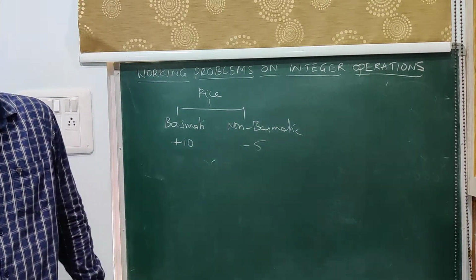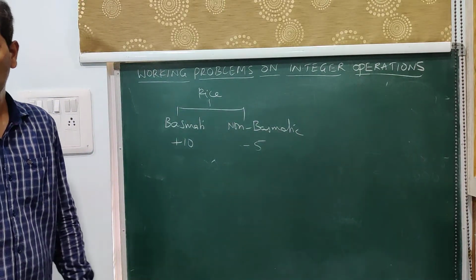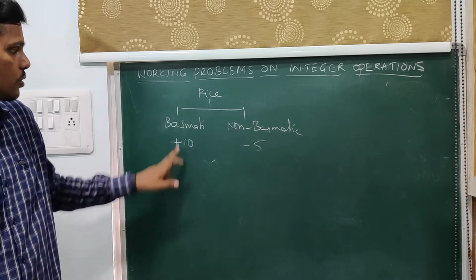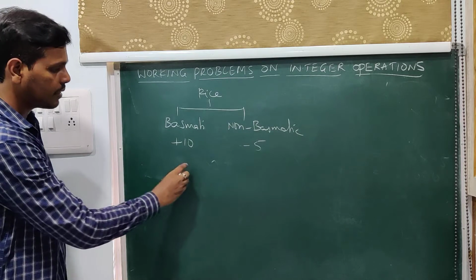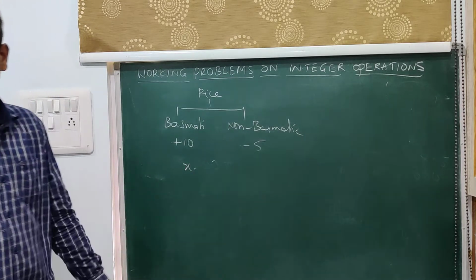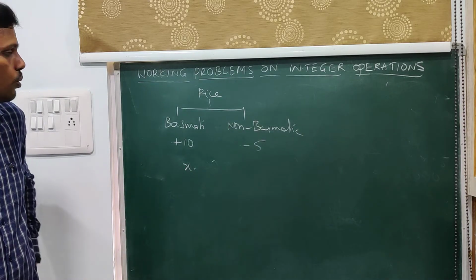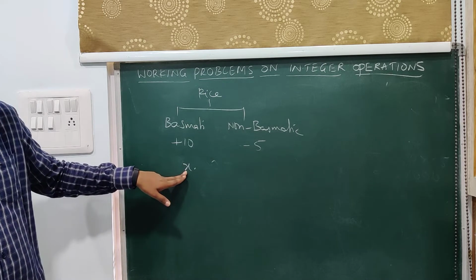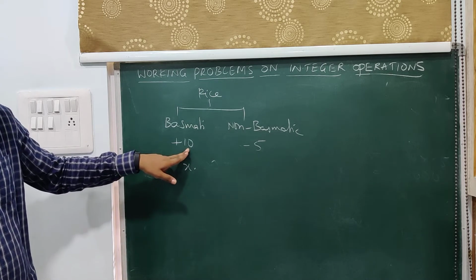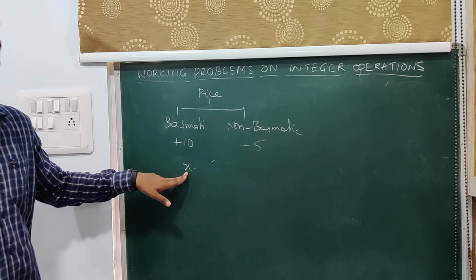What is the number of basmati rice bags he must sell to have neither profit nor loss? We don't know how many basmati rice bags he needs to sell. Let us assume that the number of basmati rice bags he needs to sell to have neither profit nor loss is X. On one bag he is getting 10 rupees, on X bags it is 10X.